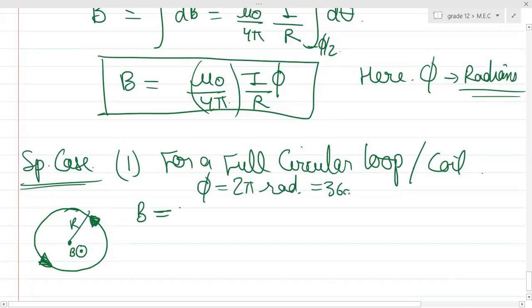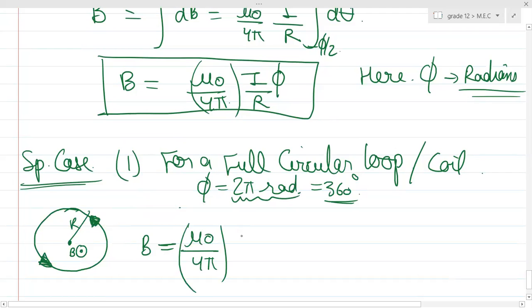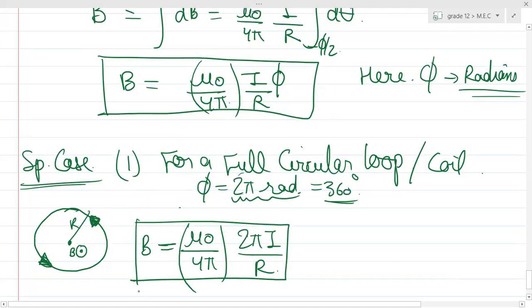360 degrees if you remember. So always we take this radian thing. So the magnetic field in this case will be equal to mu naught by 4 pi into I into phi, in place of which can I write 2 pi over here? So will it become 2 pi I by capital R? Yes or no, guys? Yes, sir. So this is how you'll do it.